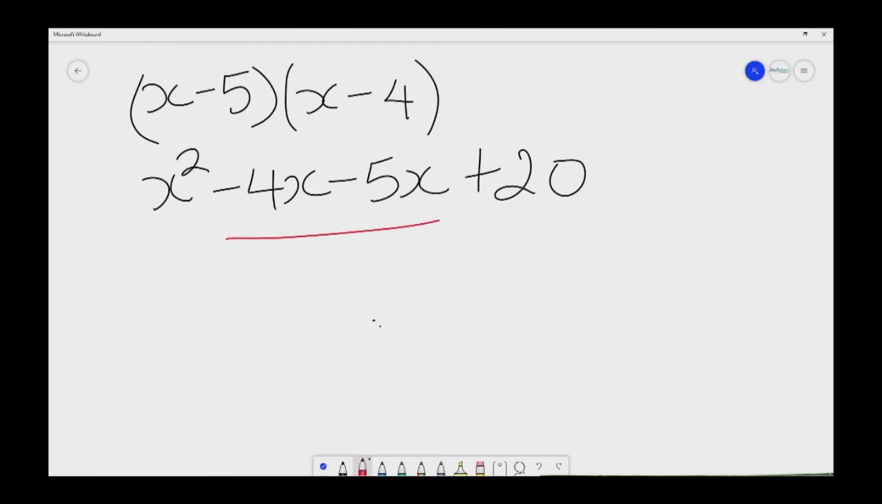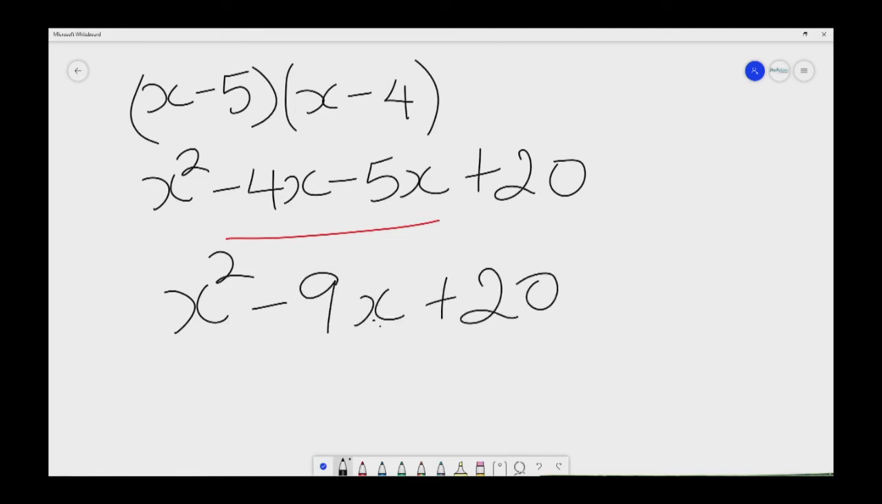So once again, here we have like terms. We can simplify that. So we have x squared, and if we simplify minus 4 minus 5, we're going to have minus 9x plus 20. So this here is your answer when you are finished with your simplification or your expansion of x minus 5 into x minus 4.